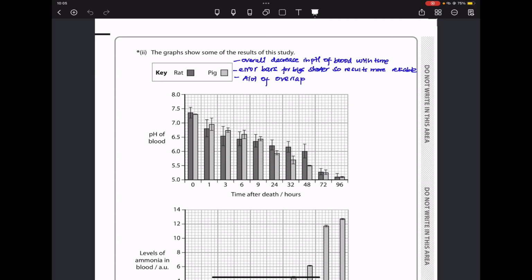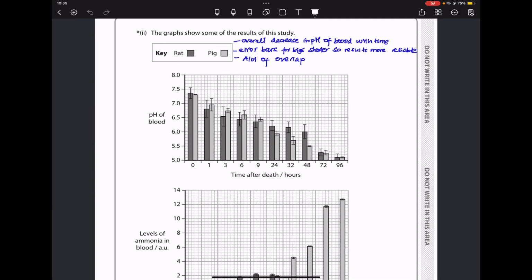Next, they say the graph shows some of the results of this study. We can see on the horizontal axis we have time of death in hours, and on the vertical axis we have the pH. Here we see the pH decreases as time of death increases, and this is because anaerobic respiration stalls, more lactic acid is produced, so the pH is going to decrease.